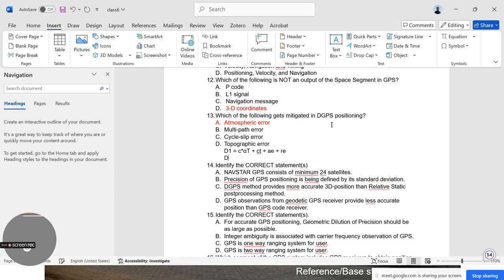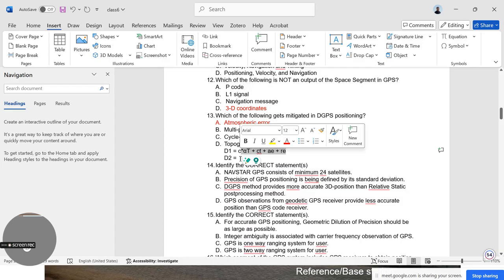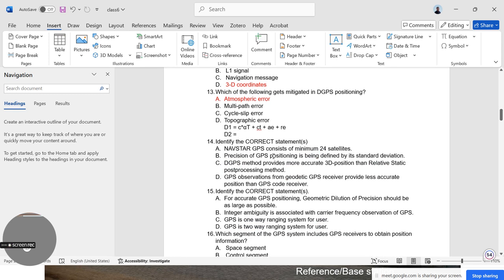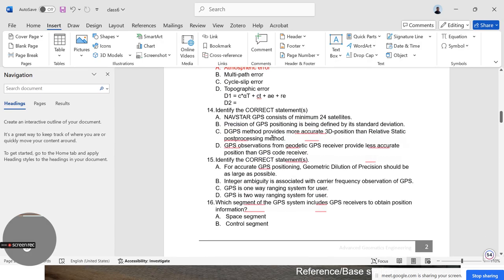Now similarly we write for D2. D2 is also C delta T, plus its errors, and these might be different. This one is common. So when we take the difference, D1 minus D2, whichever term is common will get removed. Just keep attention, because these questions are very tricky in most cases. Next.